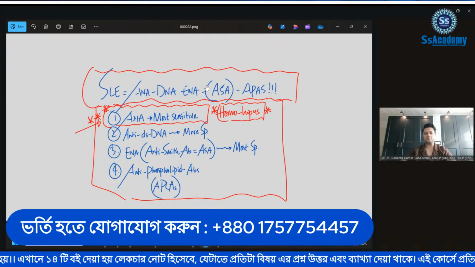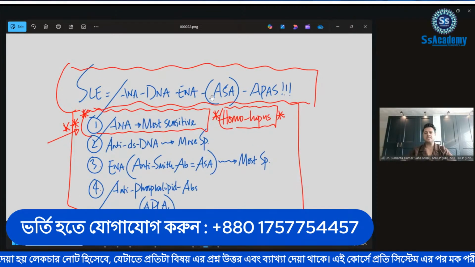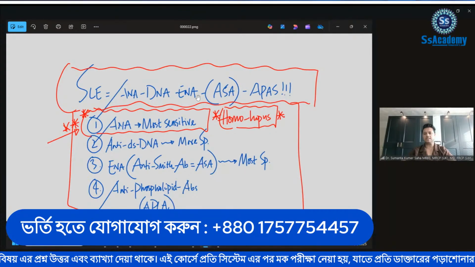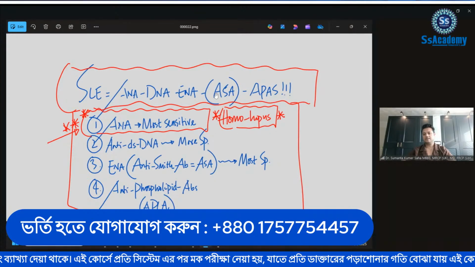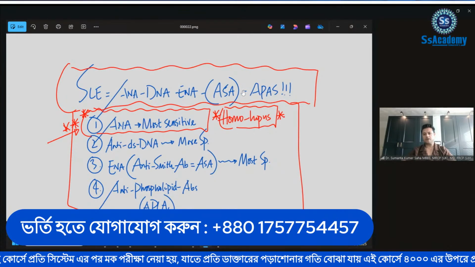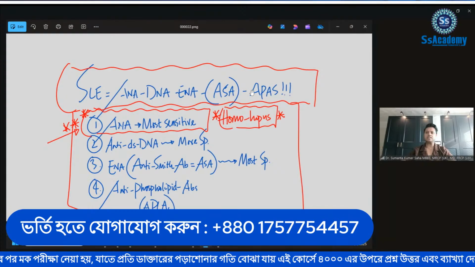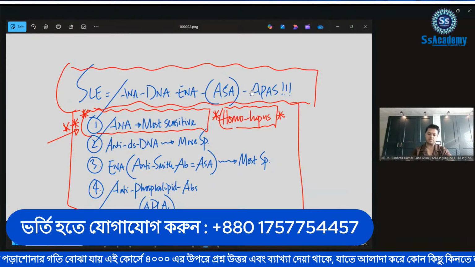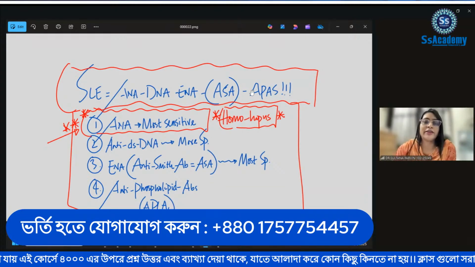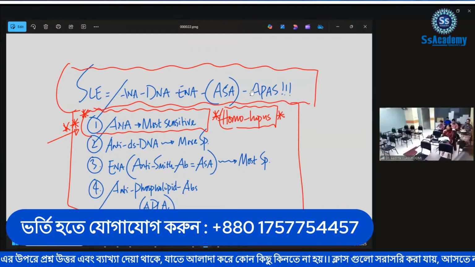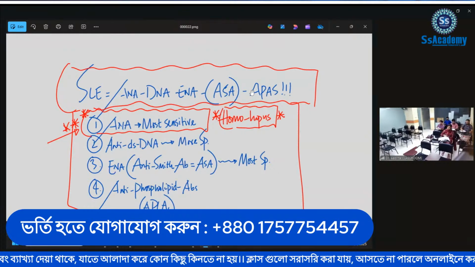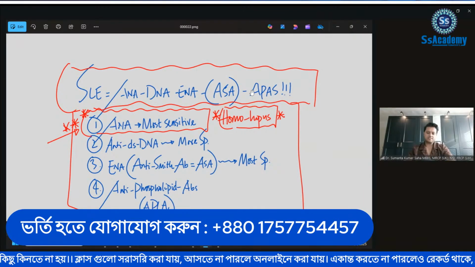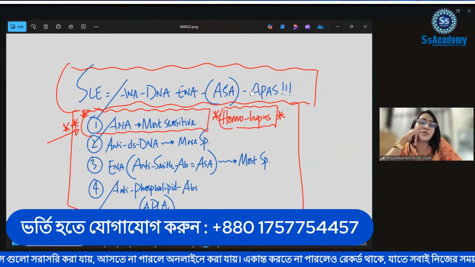Even though you have gone through this: ANA, DNA, ENA, APAS. All the sisters, all the APAS. And anti-Smith is also in there. ANA, DNA, ENA, anti-Smith, APAS. Can you say with me: ANA, DNA, ENA, anti-Smith, APAS.